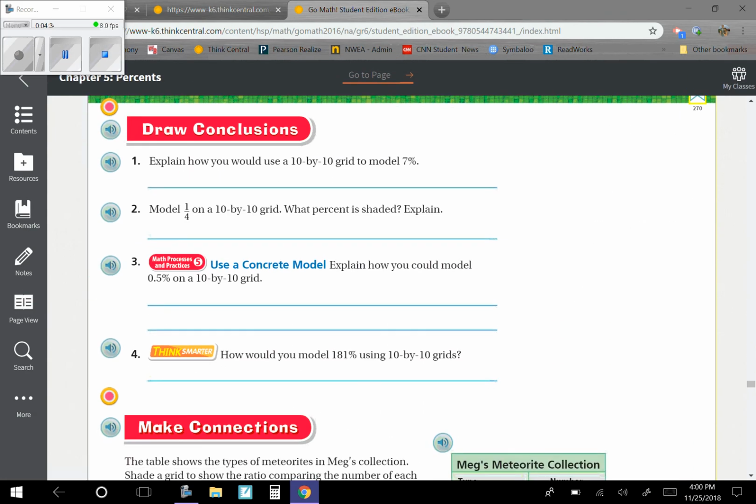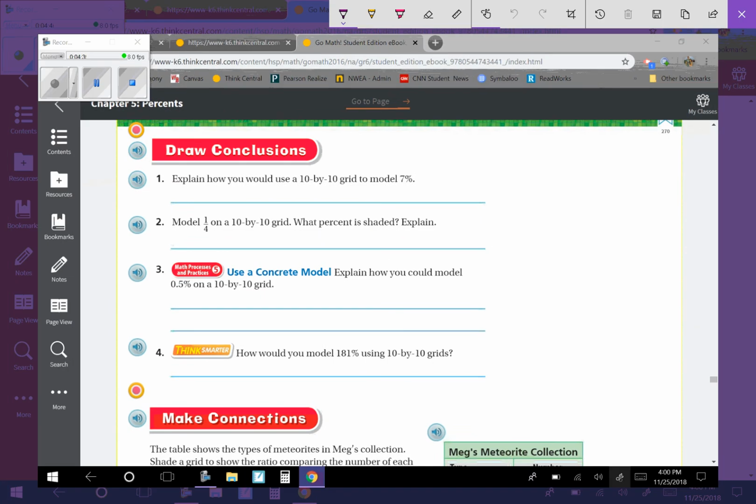Explain how you would use a 10 by 10 grid to model 7%. For that one, you would just shade 7 of the 100 squares. Model 1/4 on a 10 by 10 grid. What percent is shaded? Explain. So 1/4 equals, if we want to put it over 100, because we're doing a 10 by 10 grid, 4 times what gives me 100? 25. So 1 times 25 is 25, which also equals 25%.